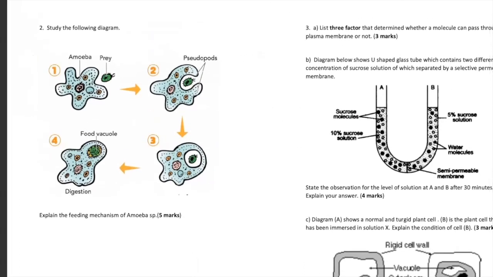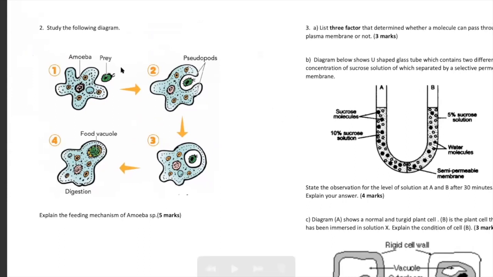Okay guys, so for the next question, okay, explain the feeding mechanism of amoeba. Senang saja. Pertama sekali, awak cakap the first one, okay, the amoeba will do phagocytosis. Itu nama proses dia. Okay, awak cakap amoeba will do phagocytosis. Okay, itu jawapan yang pertama.